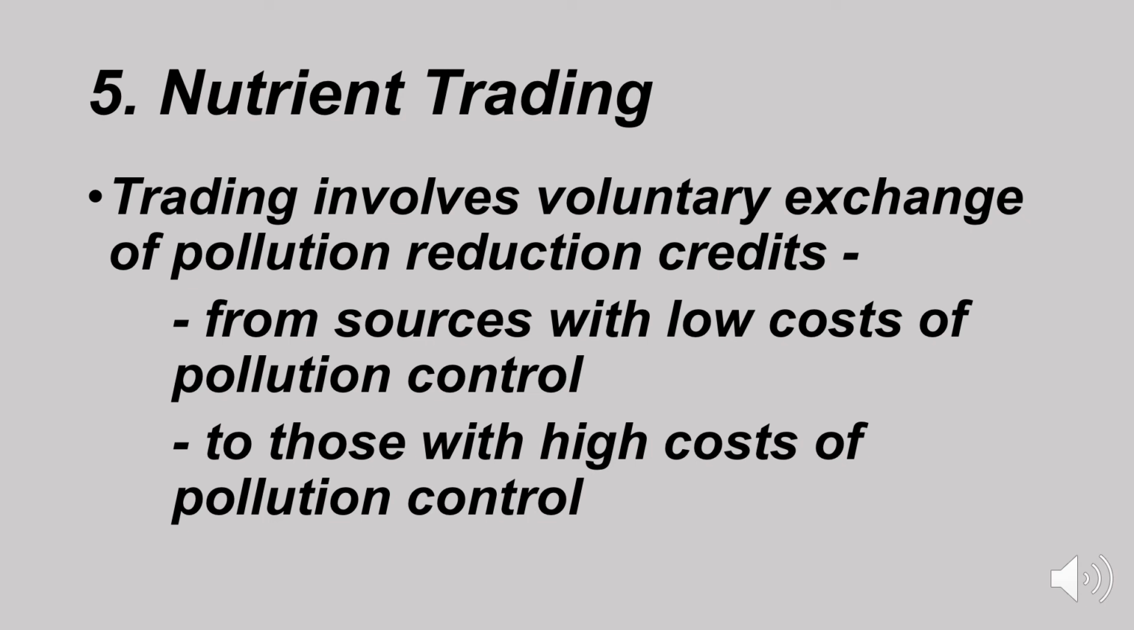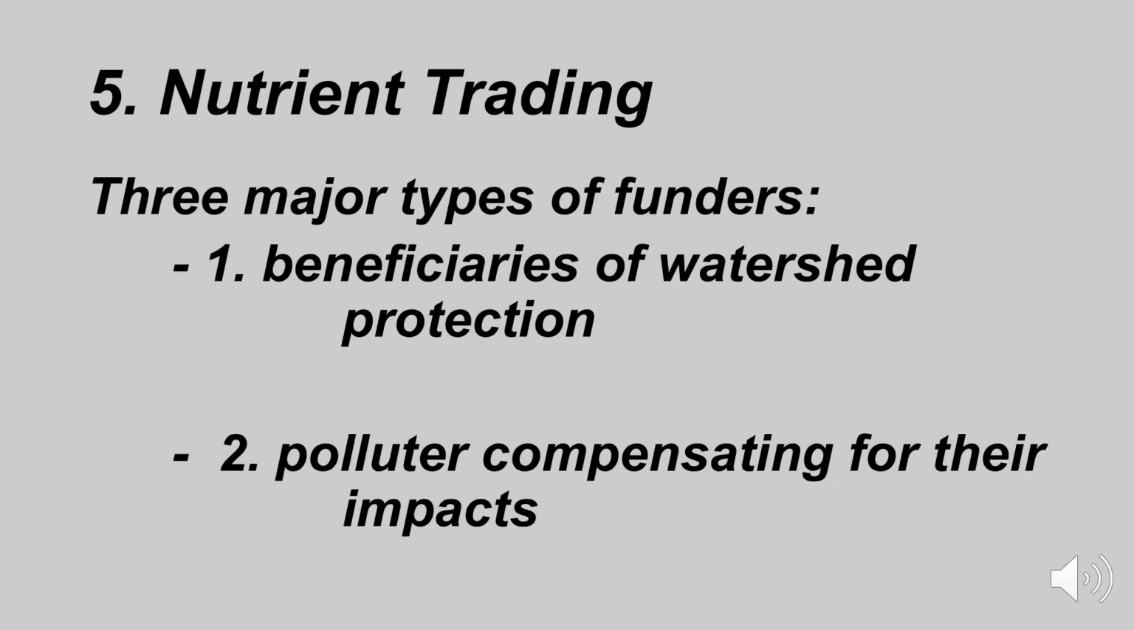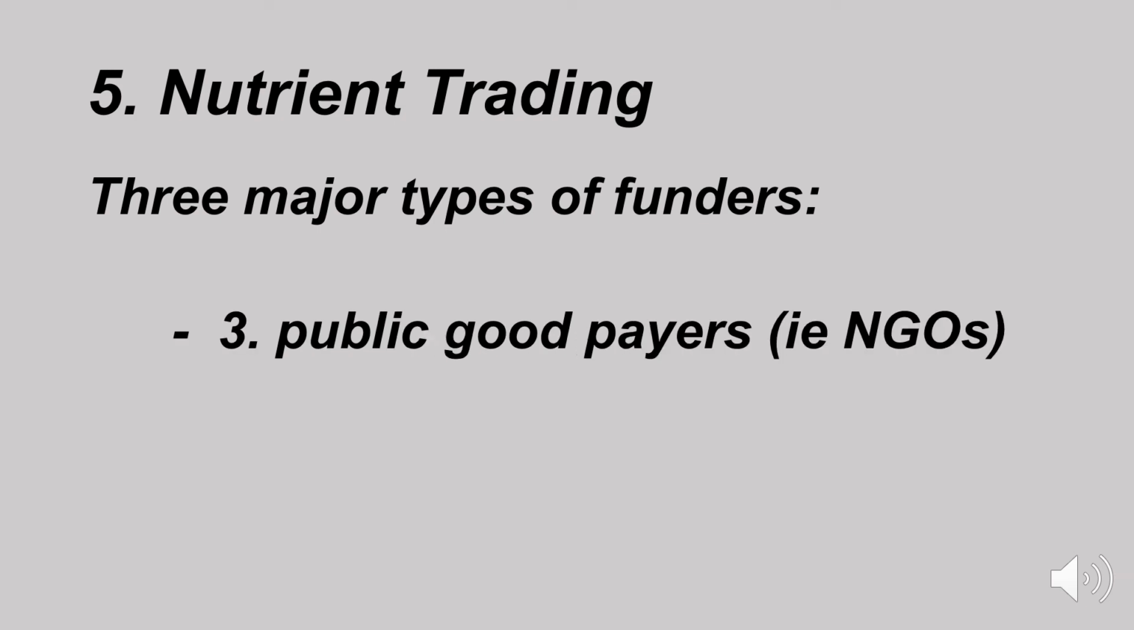Beneficiaries of watershed protection are interested in buying and trading credits. Polluters may buy and trade credits to compensate for some of the impacts that they create. And public good payers, i.e. NGOs, they buy pieces of land, they rent pieces of land, they implement best management practices to reduce nutrient pollution.